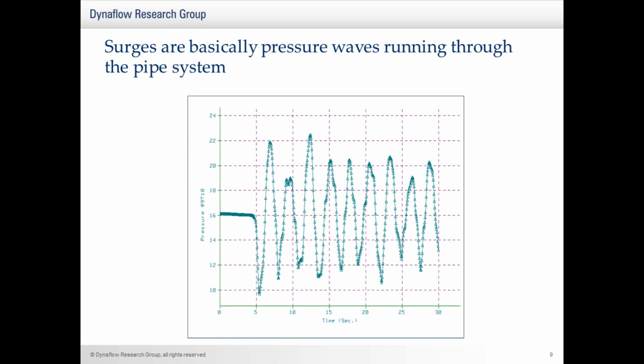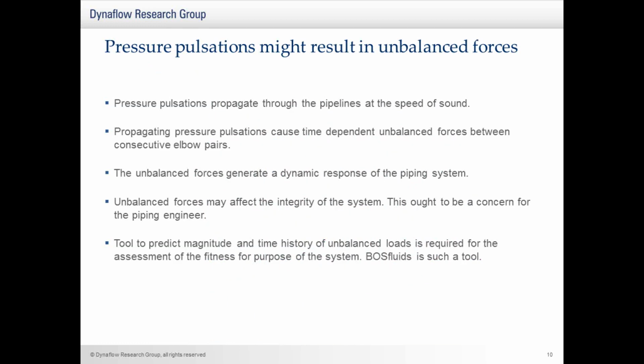Surges are basically pressure waves running through the system. Pressure at a system node varies over time due to a pressure wave passing by and being reflected at the end of the system. As illustrated in this figure, surge pressures can rise and drop to significant levels above and below steady-state pressure. In summary, pressure pulsations propagate through the pipelines at the speed of sound in the fluid or gas running through the pipe.